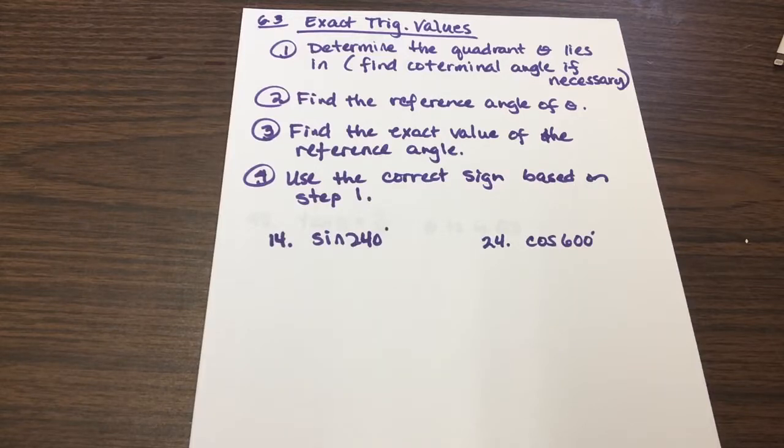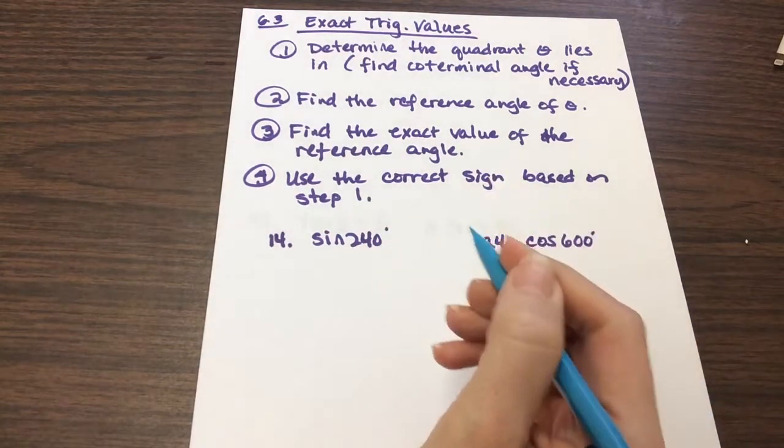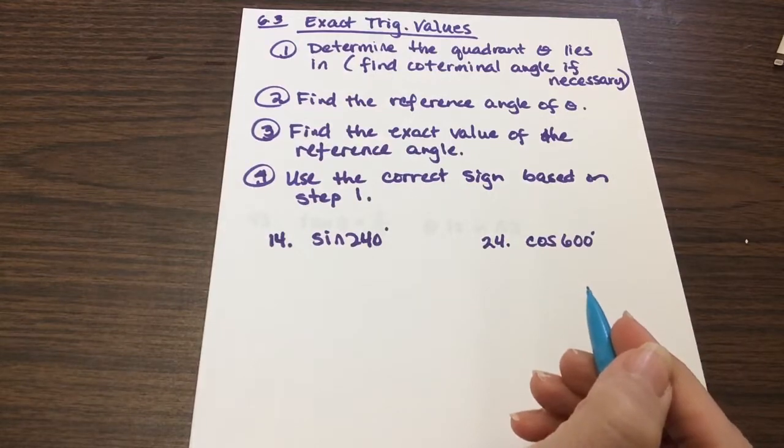And then the fourth step, the last step you need to do, is make sure you use the correct sign based on whatever quadrant your angle is in. And remember, we just did "all seniors take calculus" for that. Alright, so let's go ahead and do some exercises here. Number 14 from 6.3 asks me to find the exact value of the sine of 240 degrees. So if I'm looking at this, I'm probably going to just go through the steps.